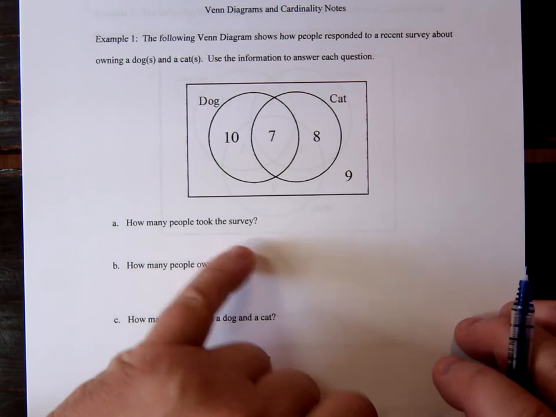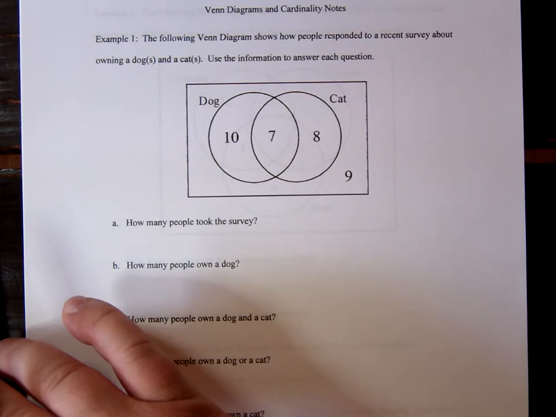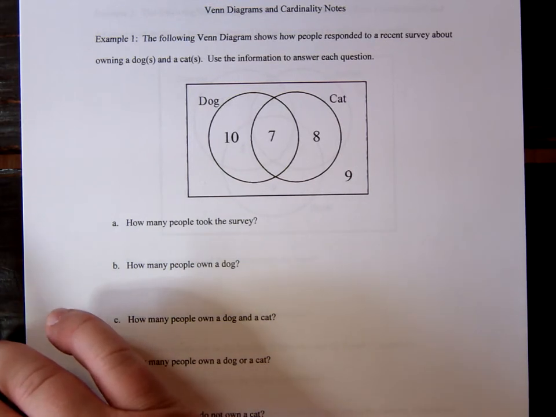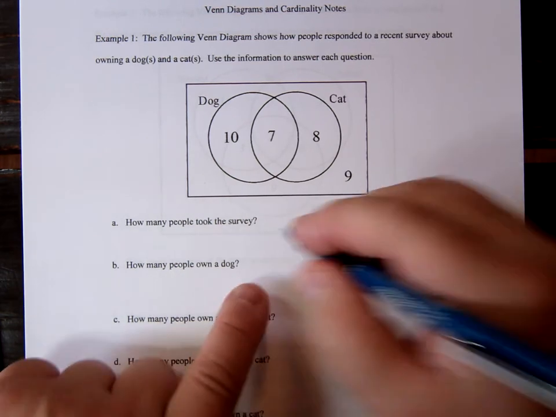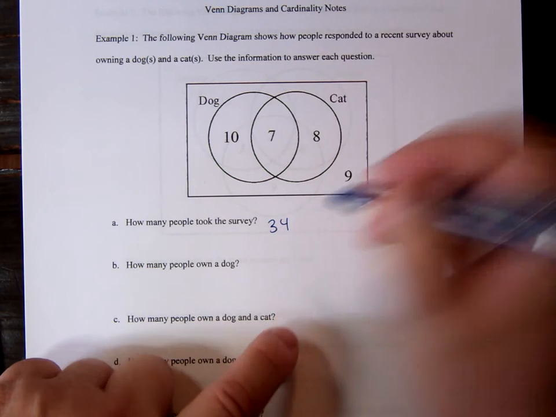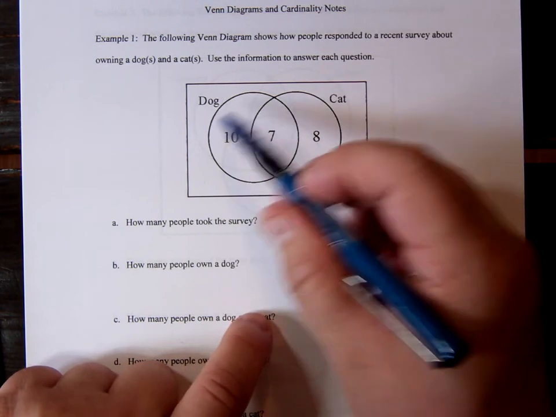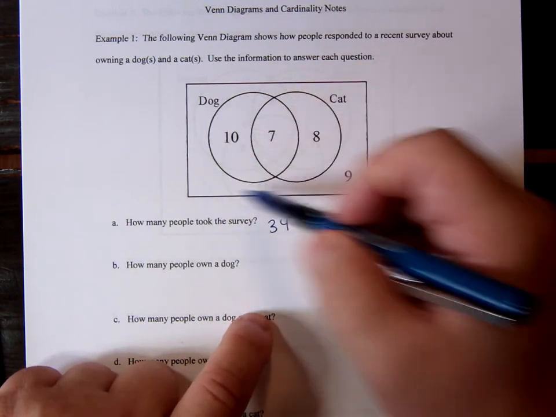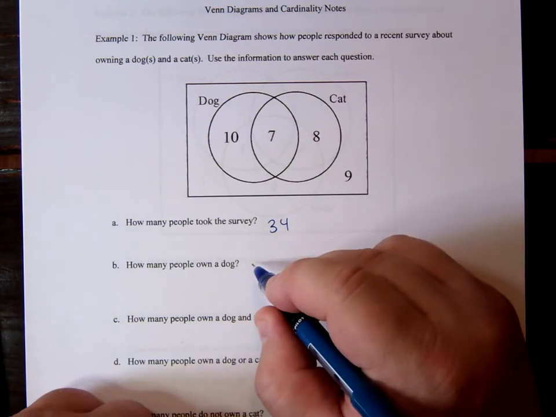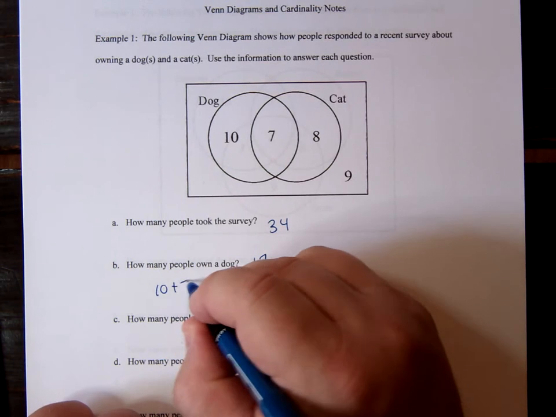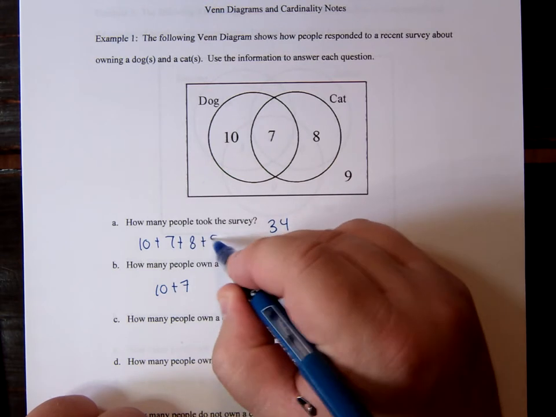So how many people took the survey? Grab Desmos or grab your calculator, and you have to add up all four sections there, the 10, the 7, the 8. Don't forget the 9 people that took the survey that didn't own a dog or a cat. So how many people took it? 34 total. How many people own a dog? And don't forget, when you're just talking about a single set, like the shading, that everybody in the dog circle owns a dog. So 10 and 7, 17. 10 plus 7.